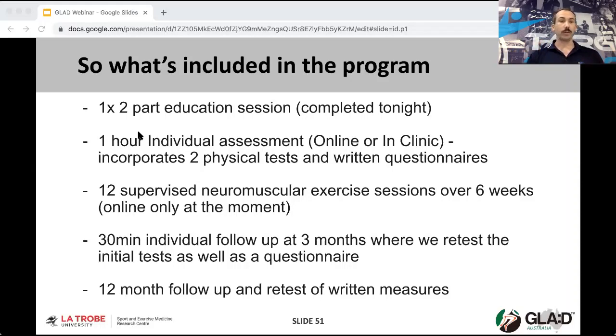From there, it's 12 supervised exercise sessions over the 6 weeks, so 2 a week. These are done online at the moment with a maximum of 3 per class. And then at the end of the 6 weeks, you have the confidence to continue with that exercise program and knowing how to increase it as you go along. With the 3-month mark, we get you back in the clinic, we redo those tests, we reset some goals, and then we continue on with the exercises. And then at the 12 months, at the completion of the program, GLAD themselves will send out some questionnaires and get you to redo them to help collate some data.